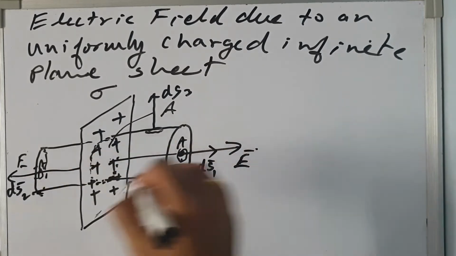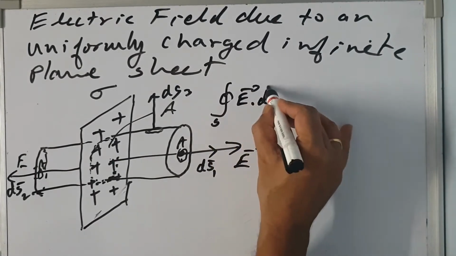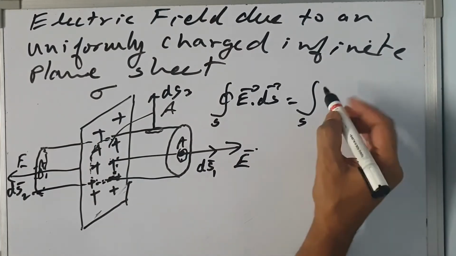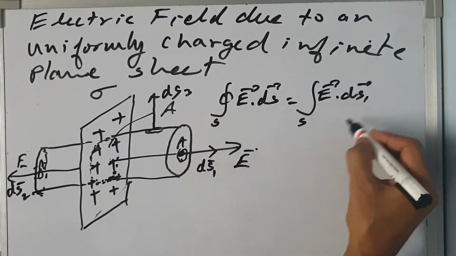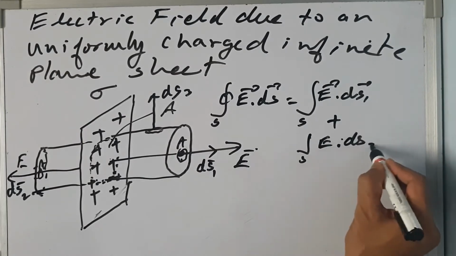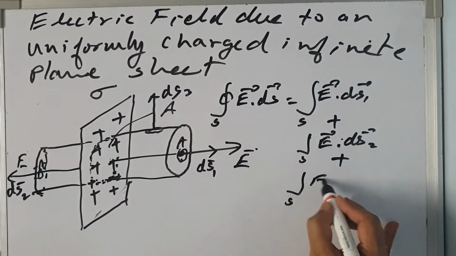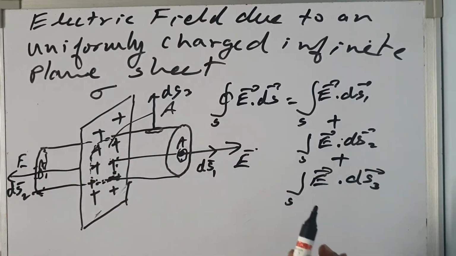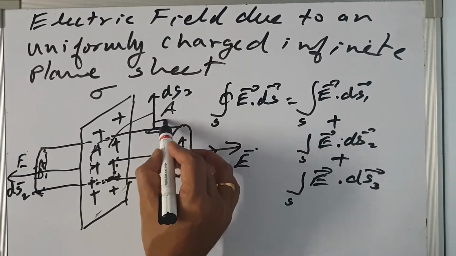Okay. Now, what will be the total flux over this entire Gaussian surface? Surface integral E dot ds will be closed surface integral, that means entire closed surface. Surface integral E dot ds1, that is over this surface, plus surface integral E dot ds2, that is over this surface, plus surface integral E dot ds3, that is over this curved surface. The angle between E and ds1 is 0 here, 0 here also, but here it is 90 degree.